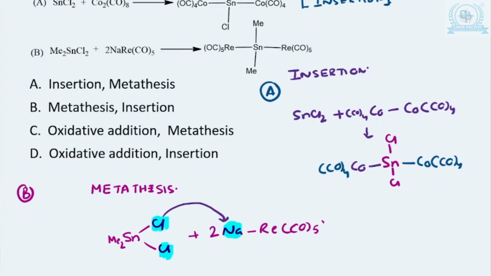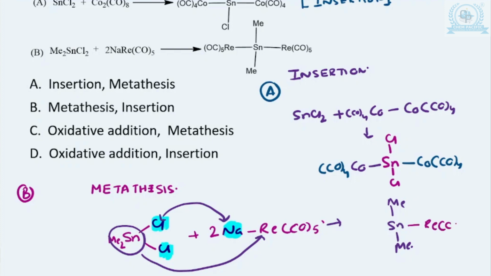This exchange of partners will take place, and this section will get exchanged with this one, and you are having 2. That is why what will happen, यहाँ पे middle में you are having SnMe and Me. So you have taken this in 2 moles, and therefore you have ReCO5. So this is an example of metathesis. Over here you can see the exchange of partners is taking place. Therefore the answer is A.